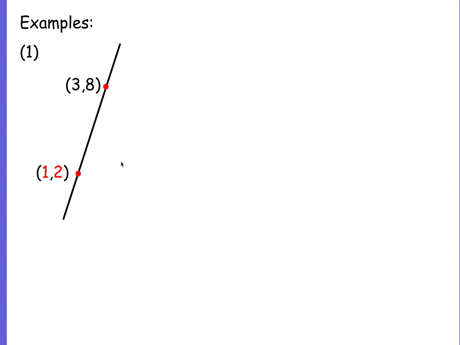So here's a line through 2 points. Get the gradient, the y difference over the x difference. I'll do top minus bottom here. So the 8 minus the 2, that's the y coordinates. 8 minus 2 is the y difference. 3 minus 1 is the x difference.